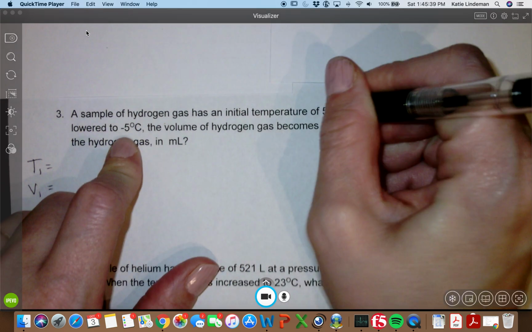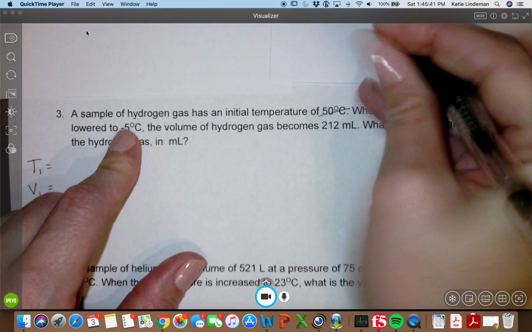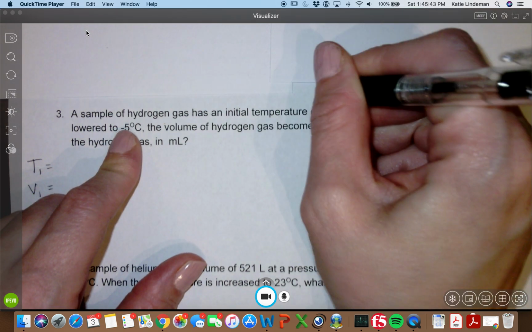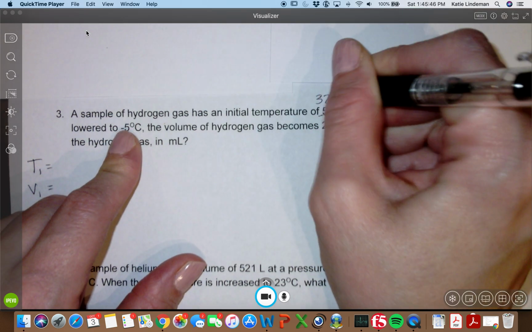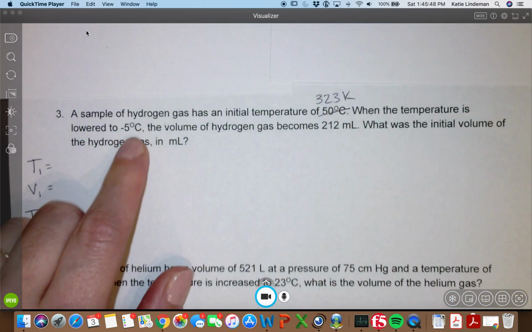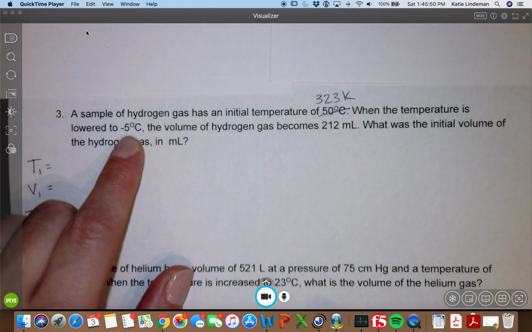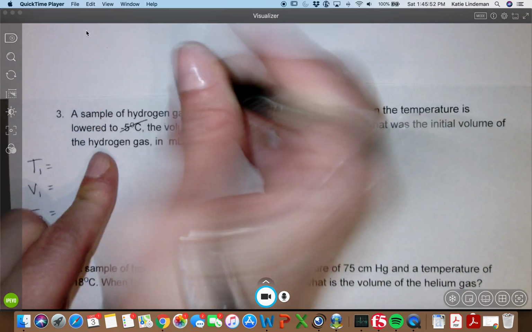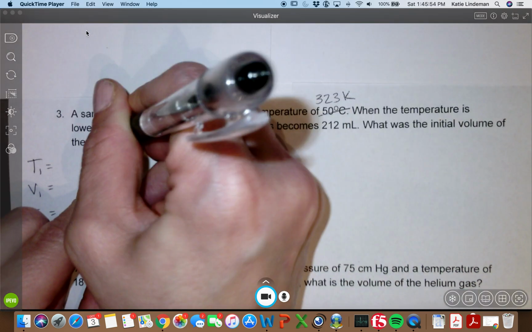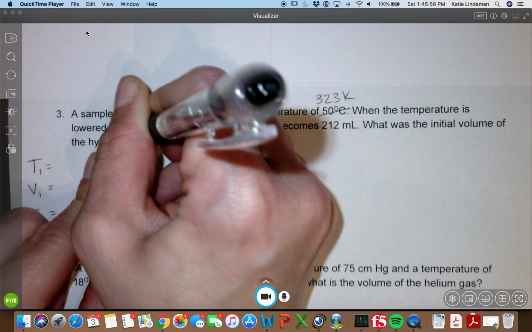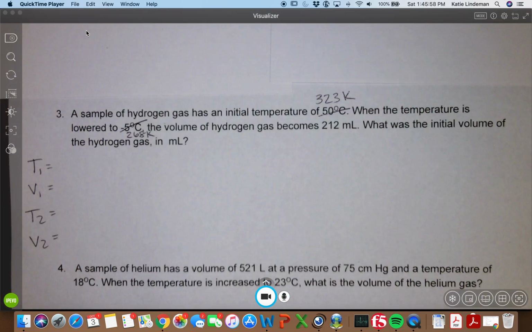do anything else. So 50 degrees Celsius ends up being 323 kelvins. -5 degrees Celsius ends up being 268 kelvins. So I've actually gone into the problem and just kind of rewrote those.